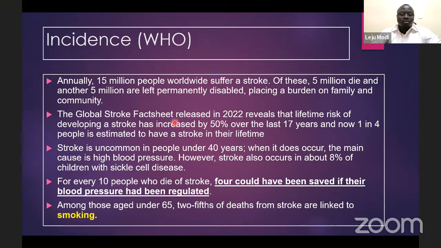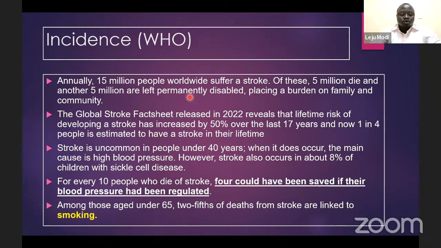There's a fact sheet by Global Stroke released in 2022 that revealed that the lifetime risk of developing a stroke has actually increased by 50% over the last 17 years. So now 1 in 4 people are estimated to have a stroke in their lifetime. So we are 17 people in this call now. About 4 of us in our lifetime will suffer a stroke. That's what the fact sheet says.